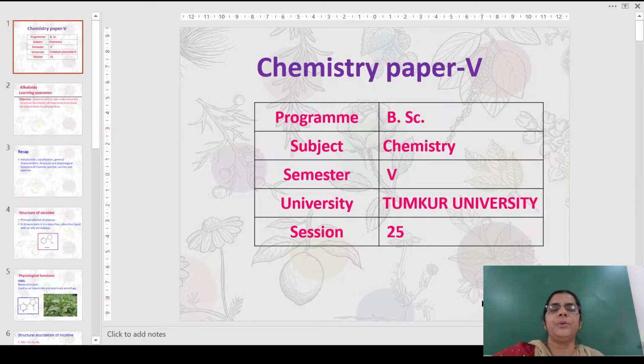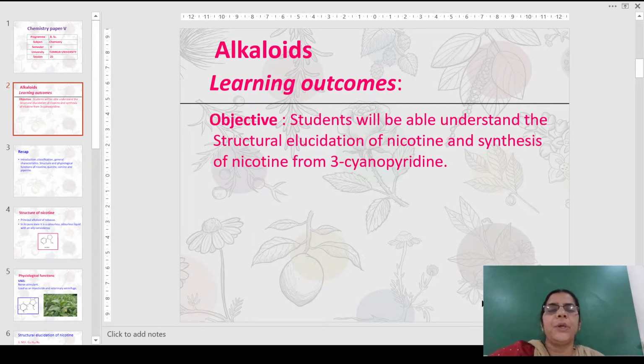In this video, we are going to learn about the continued part of alkaloids for session 25 for the B.Sc students who are studying chemistry in the 5th semester of the Tumkur University. After going through this video, you should be able to understand the structure of nicotine and the synthesis of nicotine.